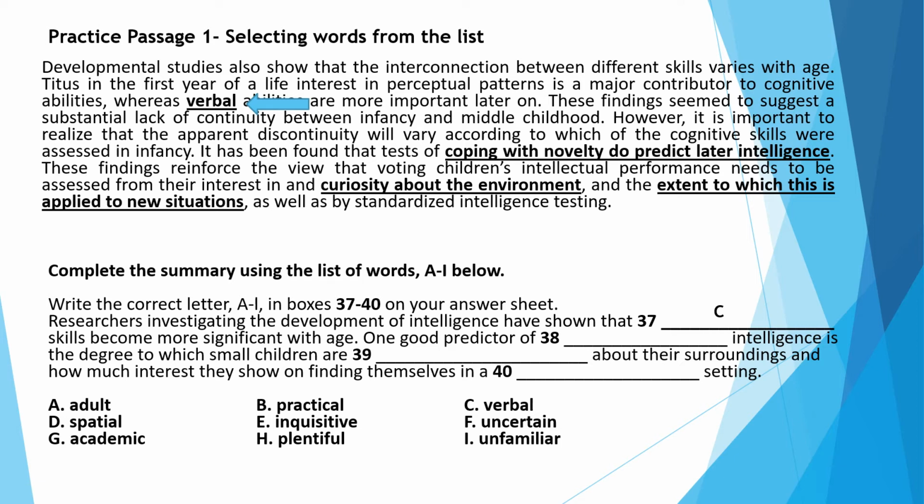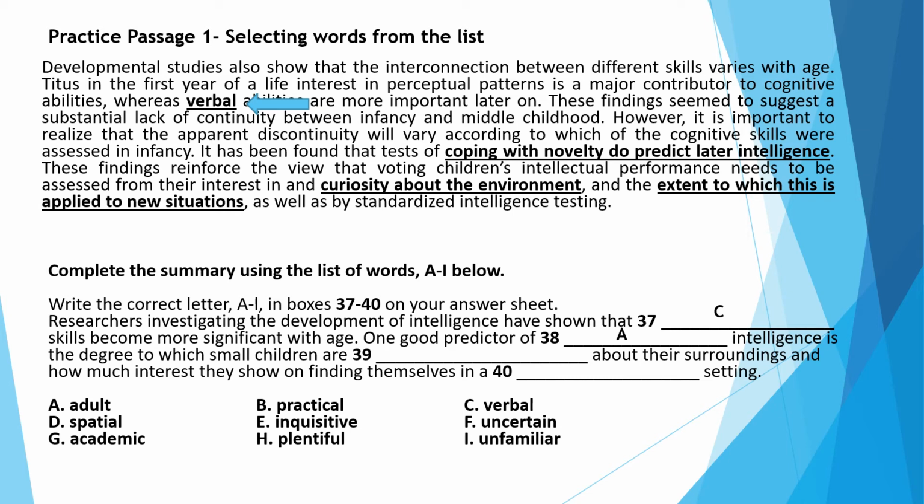And here, if we look at the third line, it says where verbal abilities are more important later on. So here, researchers investigating the development of intelligence have shown that the verbal skills or verbal abilities, abilities and skills are synonyms, and that's why the answer is C, which is verbal. Now the next is one good predictor of dash intelligence is the degree to which small children. So now let's take a look at the answer to this is A, which is adult.